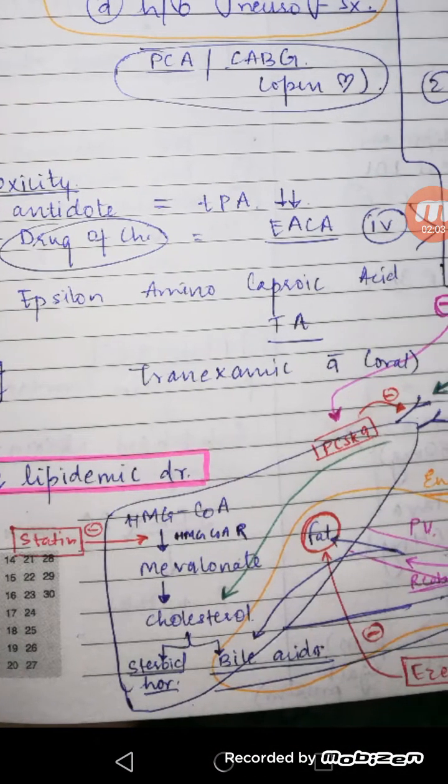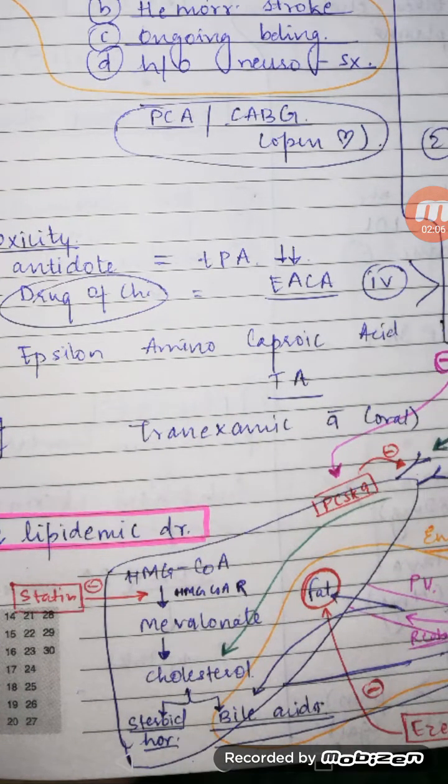So as you can see here in this liver, just look on the left hand side first. What is happening? There is HMG coenzyme. It gets converted to mevalonate, and the enzyme required is HMG coenzyme reductase. Then comes cholesterol. This cholesterol is used, number 1, to make certain steroid hormones, and number 2, for bile acids.